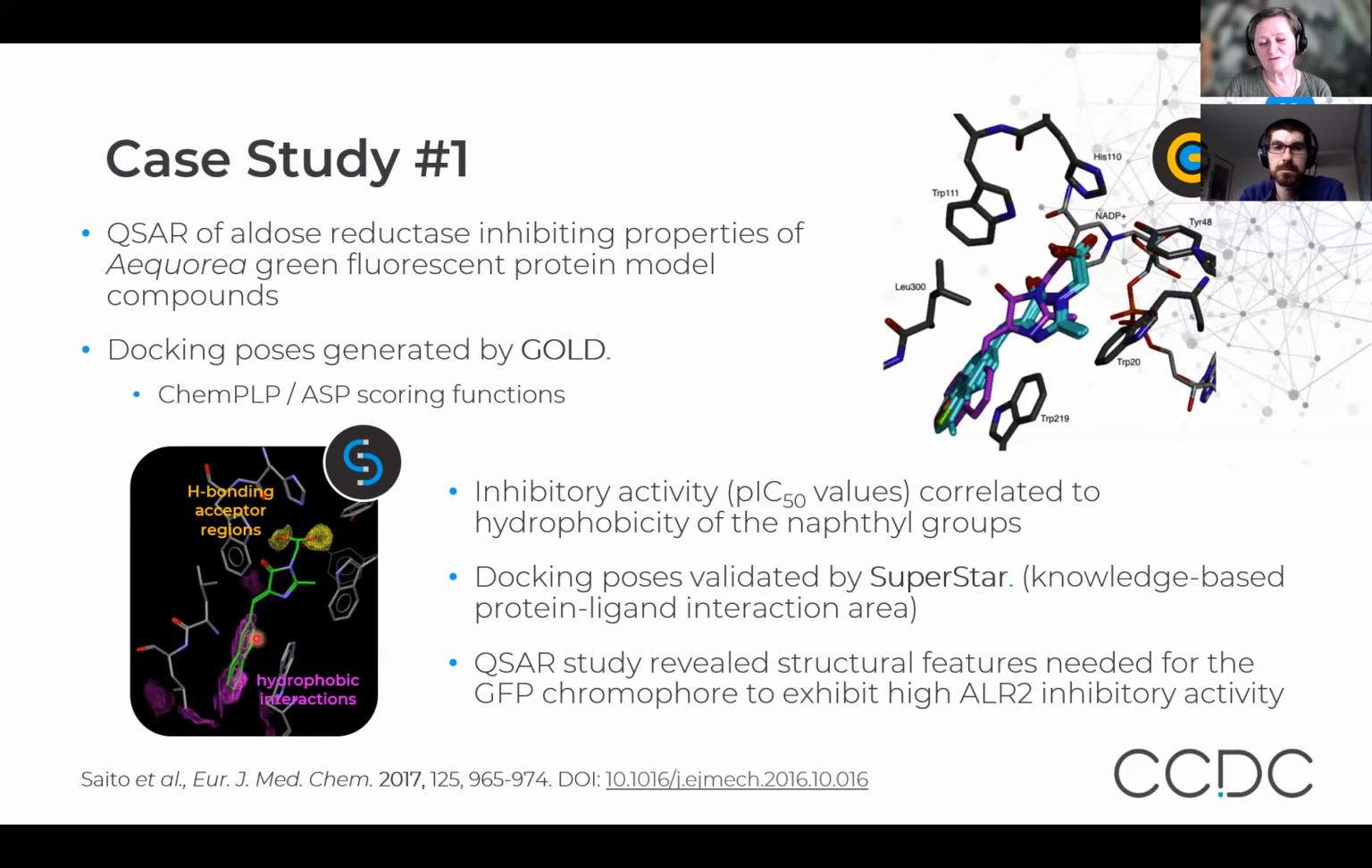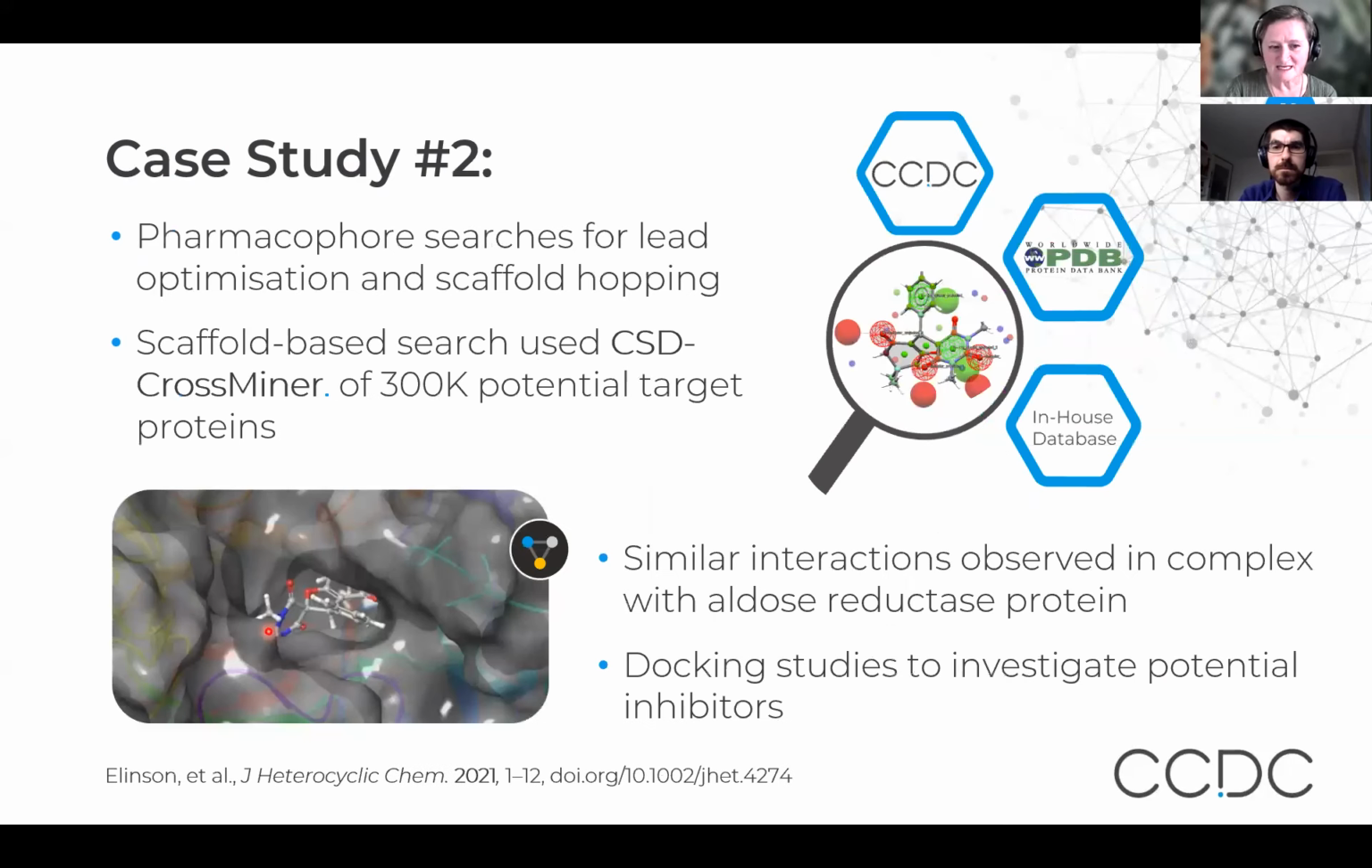So this really was helpful in revealing features needed for this chromophore to exhibit the high activity against aldose reductase. As a second example, I want to highlight applications of CrossMiner, which is a tool that we have that allows us to simultaneously search the Cambridge Structural Database and the Protein Data Bank to look at common binding interactions between them. This was a nice example also for an aldose reductase application, where the authors had synthesized these spiro compounds, and they were looking to see what sorts of interactions with biologically relevant proteins there might have been.